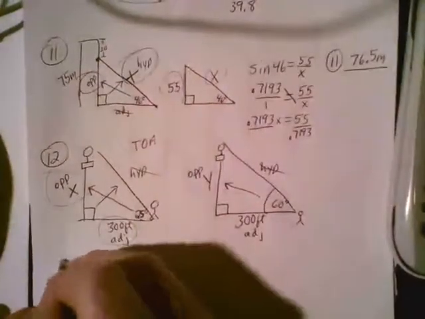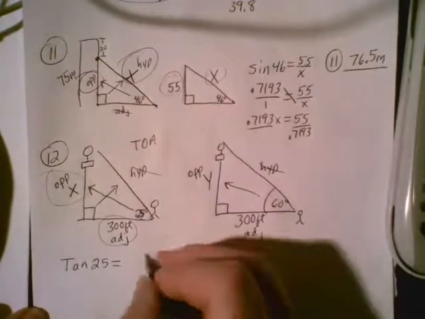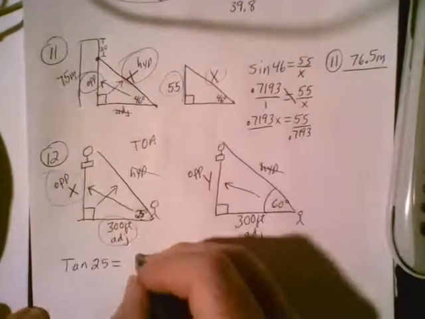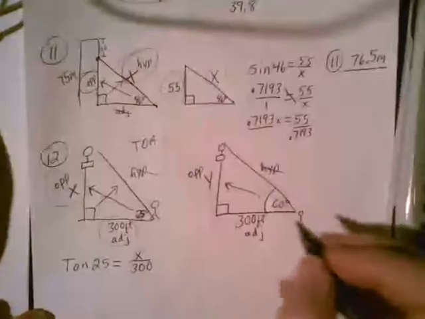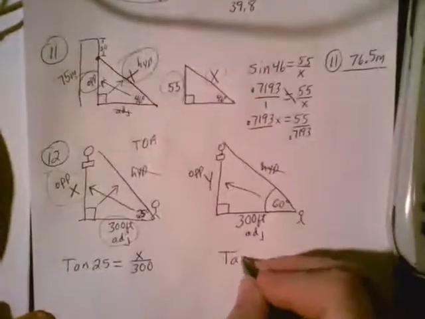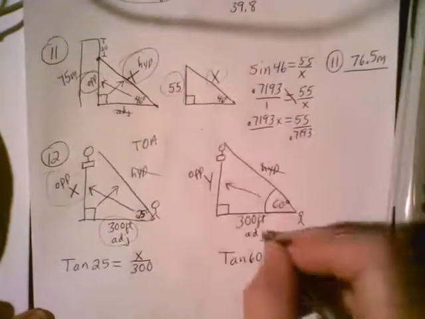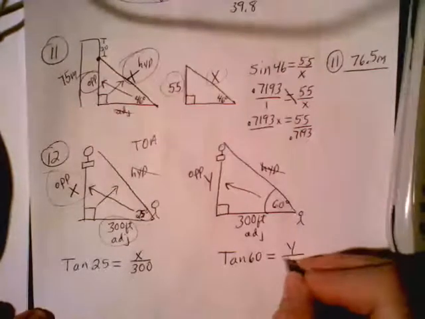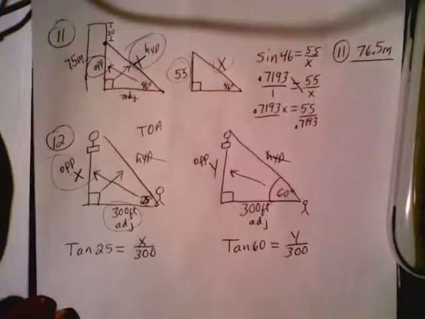So we're going to do the tangent of our angle, which is 25, equals opposite over adjacent, so x over 300. For this one over here, it's going to be the tangent of 60 degrees equals opposite over adjacent, which is y over 300. When we get our two answers, we're going to subtract them to see how much higher or lower the balloon went.